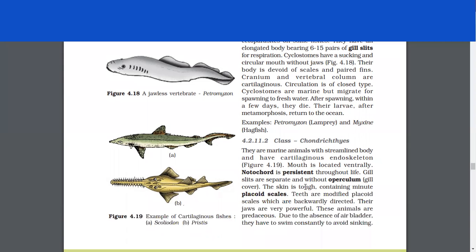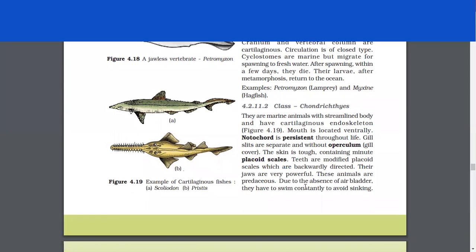Class Chondrichthyes. They are marine animals with streamlined body and have cartilaginous endoskeleton. Mouth is located ventrally. Notochord is persistent throughout life. Gill slits are separate and without operculum. The skin is tough, containing minute placoid scales. Teeth are modified placoid scales which are backwardly directed.